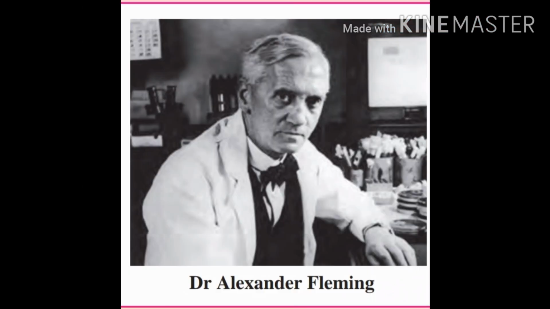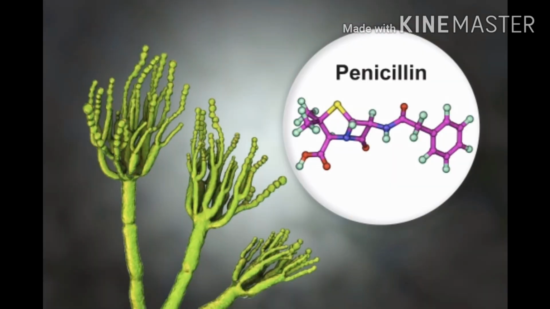The scientist Alexander Fleming first discovered the antibiotic penicillin accidentally. He was a professor of microbiology at St. Mary Hospital. He was studying different types of bacteria and fungi. One day he noticed that in one of the petri dishes, fungal colonies had grown and the bacteria around those colonies were destroyed.